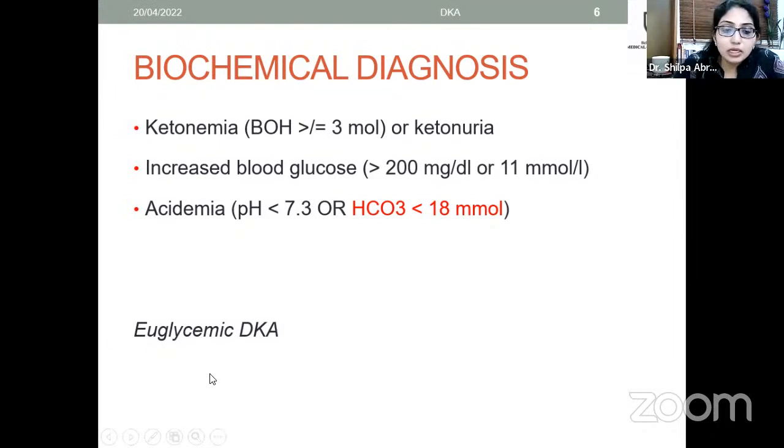Then a word about euglycemic DKA. Is it necessary that all these should be fulfilled? The thing is, it's not always so. You may not get a high blood glucose always. Sometimes the child may be vomiting so much that oral intake may be poor. In such cases, the child may have a relatively normal blood sugar but still be in acidosis and ketosis. Also, if the child has received some fluids from outside, the blood glucose may not be very high when it comes to you. So always be on the lookout for ketonemia and acidemia. Don't just go by the sugar values. You can have a euglycemic DKA.